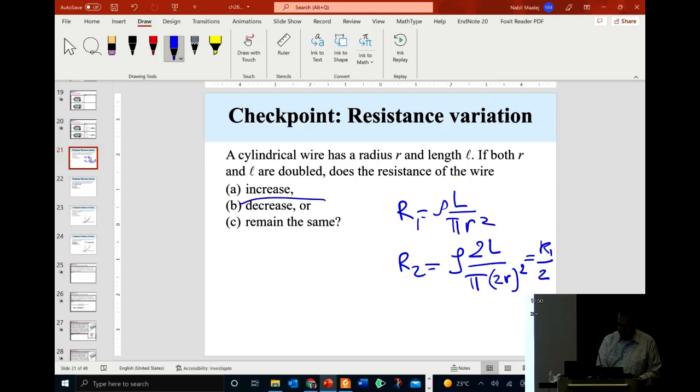So clearly it decreases. It does not stay the same, because R is to the power 2 and L is to the power 1. So if you double L in the numerator and you double R in the denominator, R has a square, so that's why the denominator gets larger, so the resistance gets smaller.